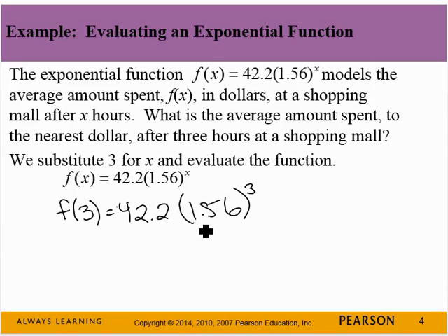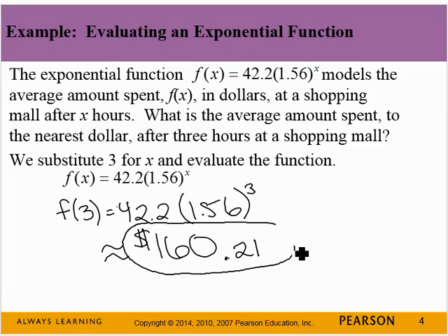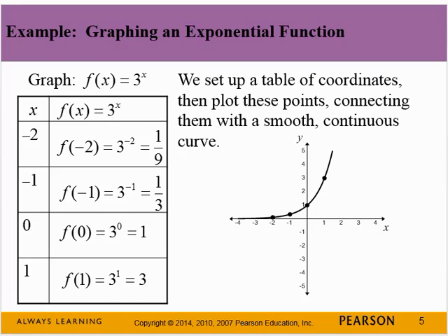So if you were to plug this into a calculator, you would want to do 1.56 to the third and then multiply what you get by 42.2. And you get about $160.21. So after 3 hours in the mall, on average, you would spend $160.21. So if we look at a graph of this, we set up a table of coordinates, then plot these points.